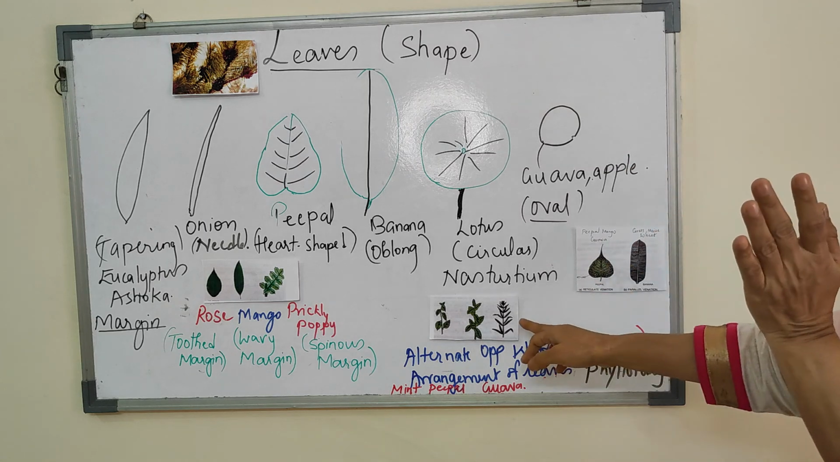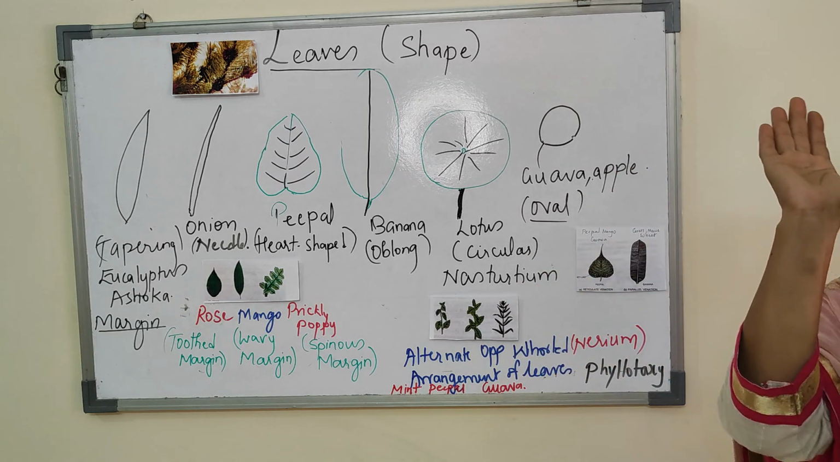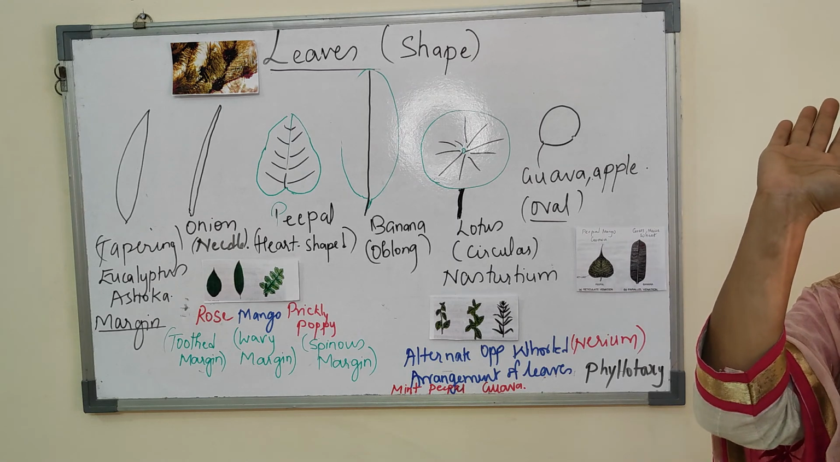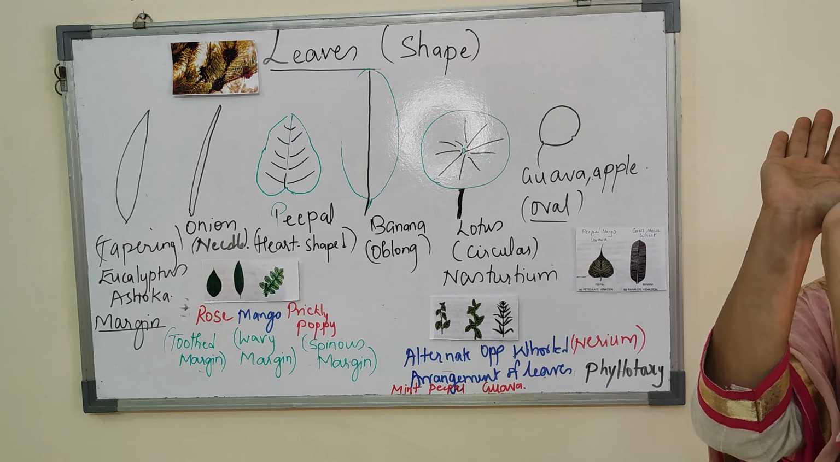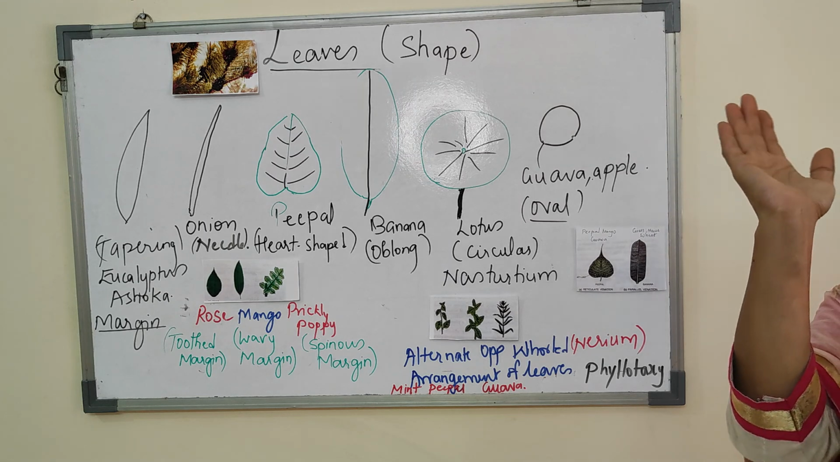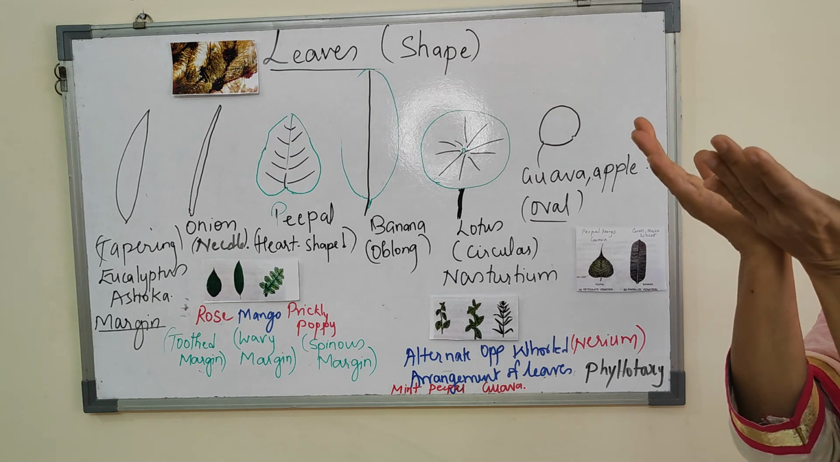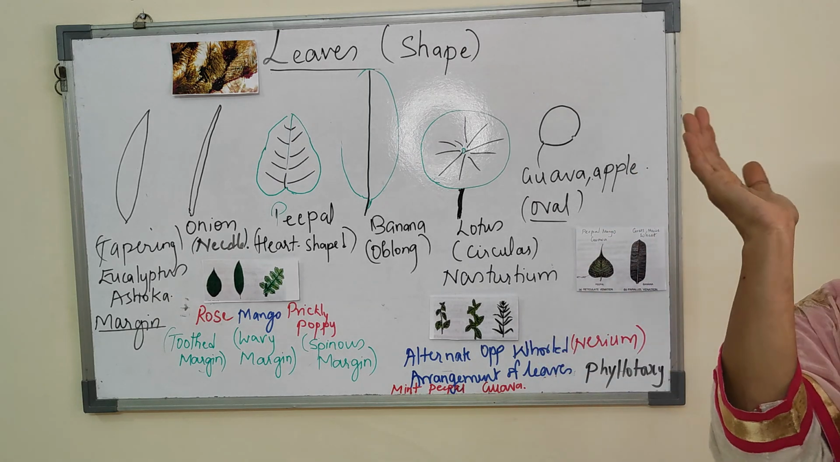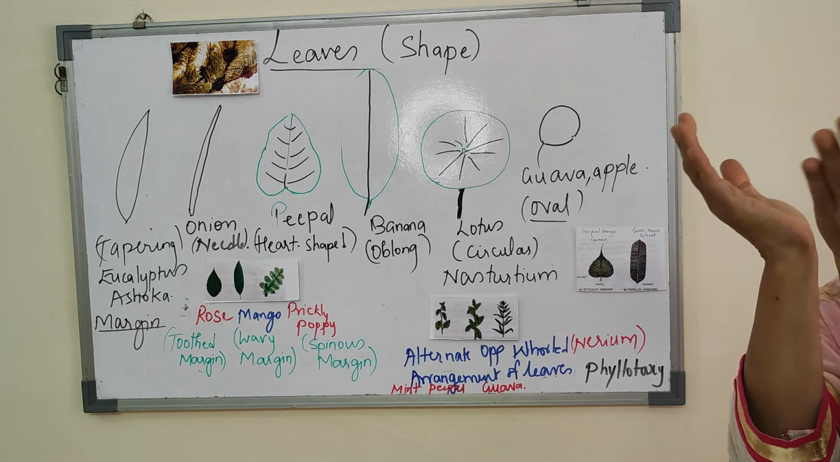Then here at a node many leaves will be given out. It forms a whorl. Circular, it forms a whorl. So this is the arrangement, whorled leaves. Many leaves are there at the same node.